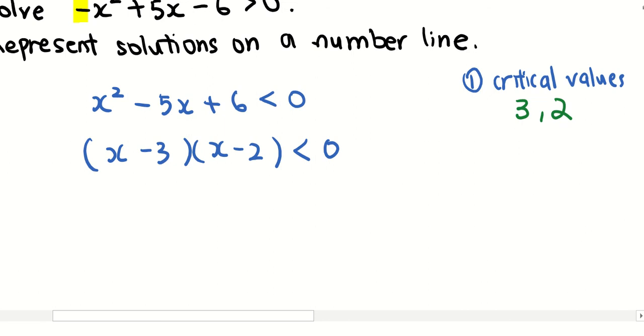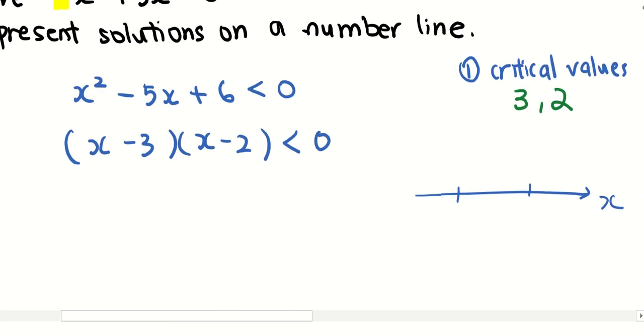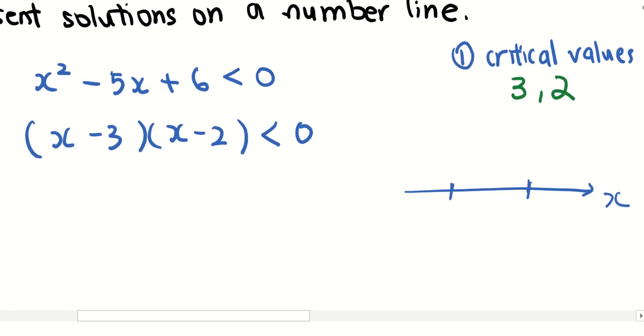After I have this, I will draw out a diagram, the x-axis, and write down my critical values. How should I write them? Which number comes first? By the way, my critical values are 3 and 2. So which one should I write first? I should write my 2 first, then my 3. Smaller number, then bigger number.